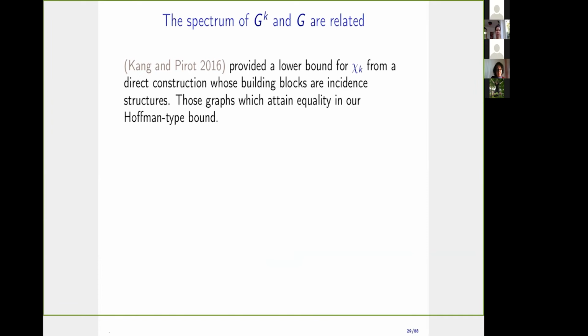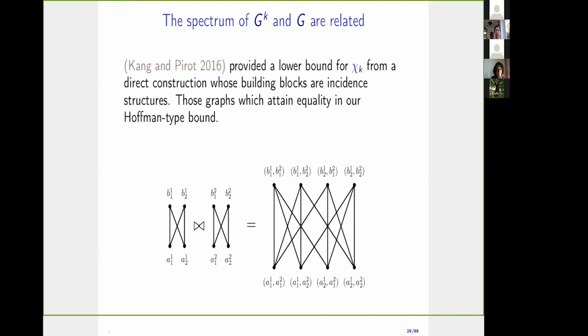Okay, so regarding this Alon and Mohar question, there are some papers, as I already mentioned, by Kang and his student, who provided lower and upper bounds on the chromatic number of G^k. But we were really interested in the lower bounds because they use some incidence construction in order to show that their lower bounds were tight. In particular, they introduced a product called the balanced bipartite product.